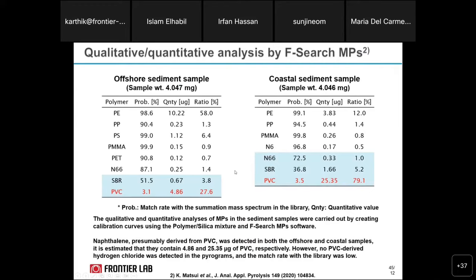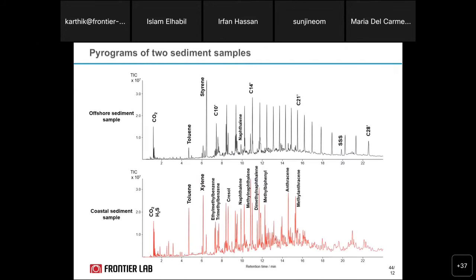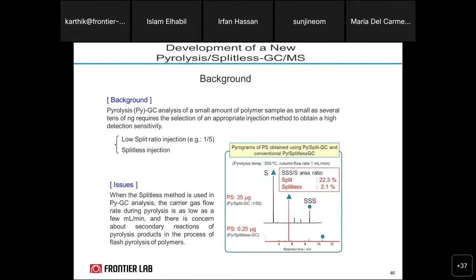So this is one example of how Py-GCMS is used for environmental samples, be it water or sediment. Let me move on to the second part. I'm running a bit late because of technical issues, but I'll try to wrap up quickly.